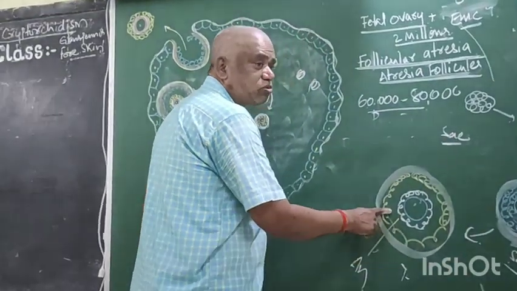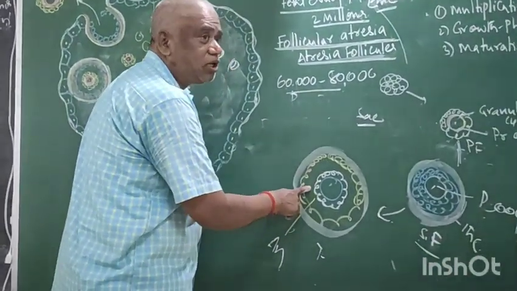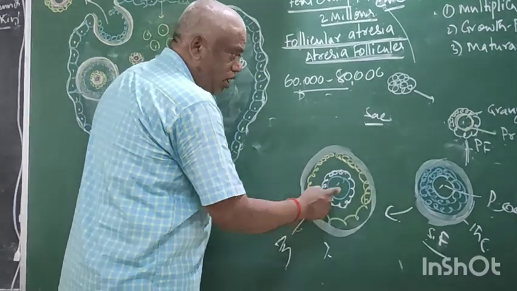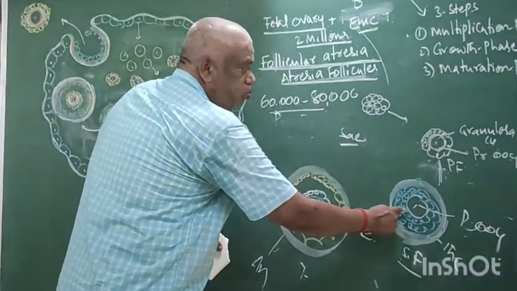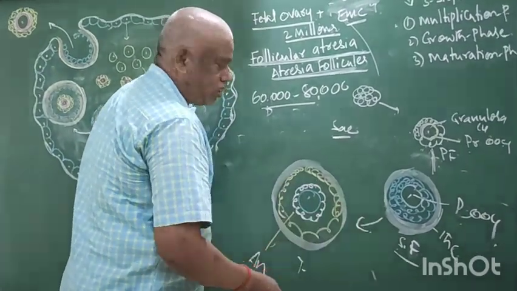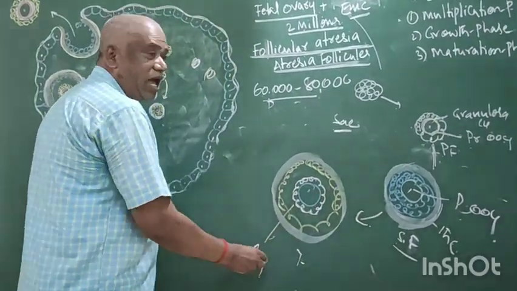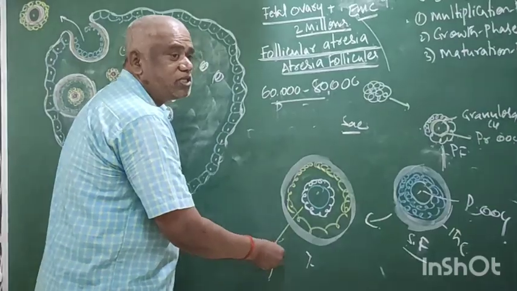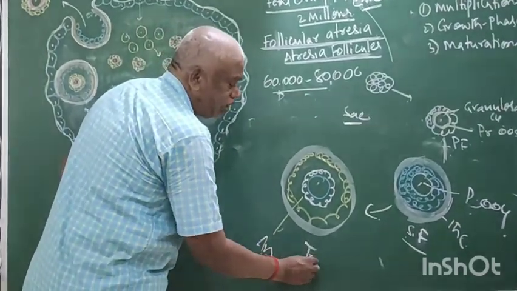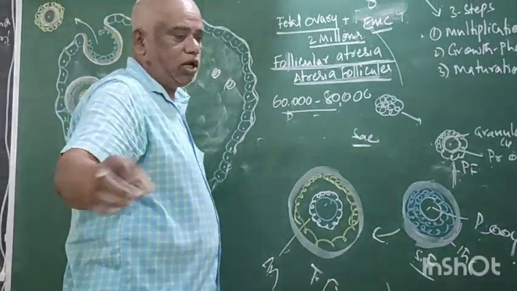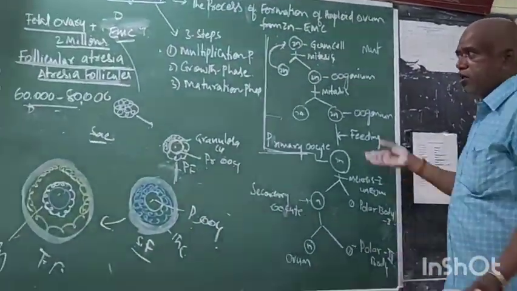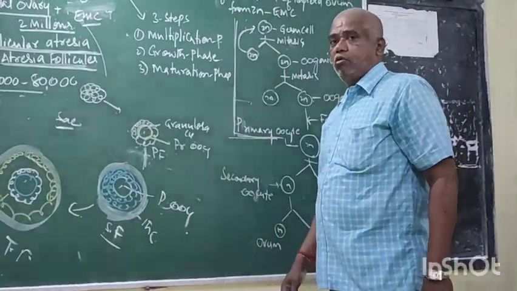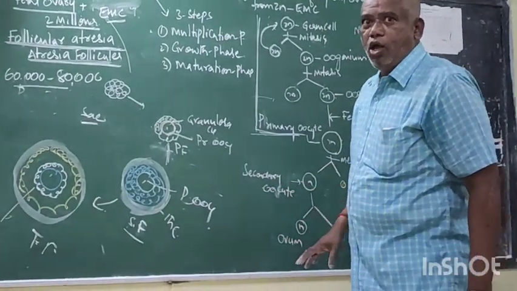The presence of antrum, the cavity between inner granulosa and outer granulosa. That means the two granulosa cell layers are separated and form a cavity. That is called antrum. The presence of antrum is the character of tertiary follicle. Now see, now this is oogenesis. Right. Simultaneously you can understand. It is somewhat complicated. Right?